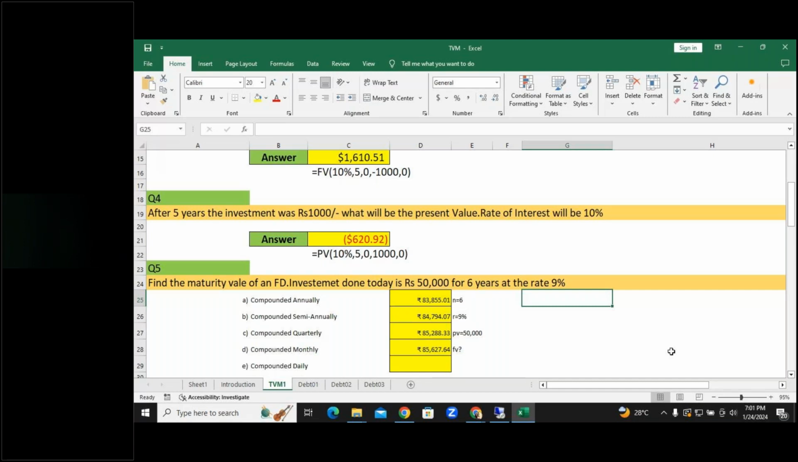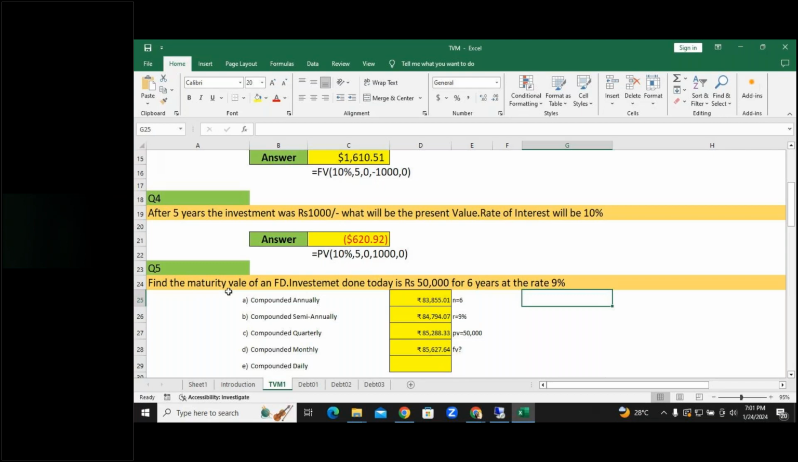So we'll go to the next one. Find the maturity value of an FD investment done today of rupees 50,000 for 6 years at the rate of 9%. Usually when we are investing the amount in banks, sometimes it will be calculated annually, semi-annually, quarterly, monthly and daily. So when I am investing the amount in such variances, how much am I going to get? Okay. So for the first one, it is compounded annually.